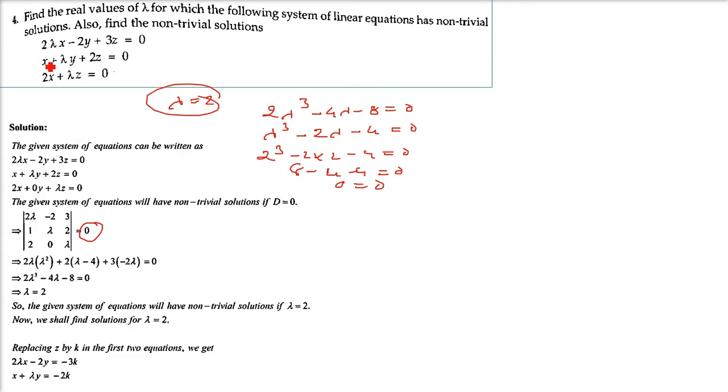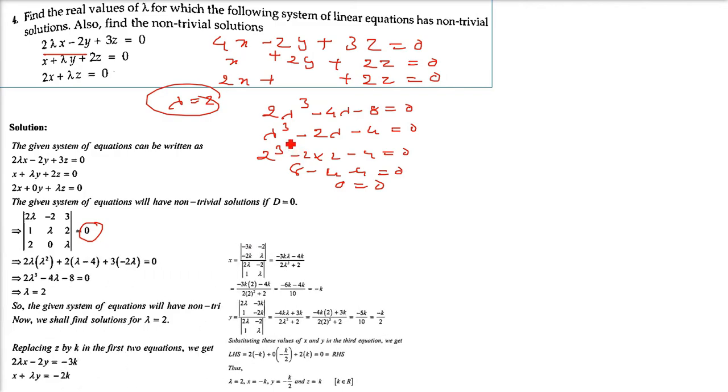So when lambda equals 2, we need to find out the solutions for the equation. So 4x minus 2y plus 3z equals 0. I am putting lambda as 2. x plus 2y plus 2z equals 0, and 2x, and here nothing, plus lambda z is 2z equals 0. So this is the equation.